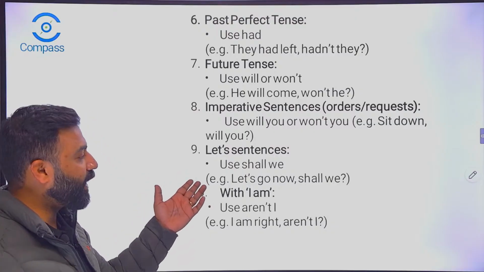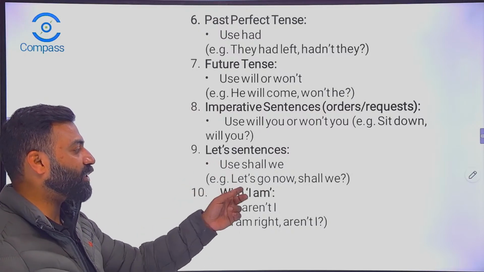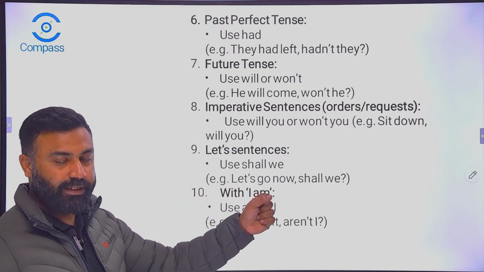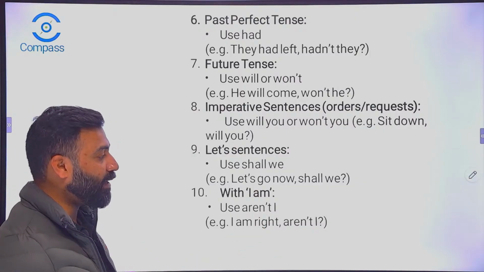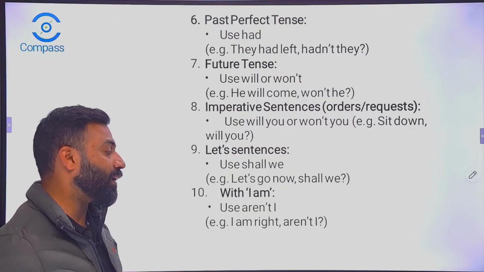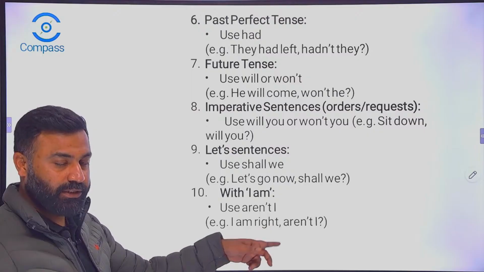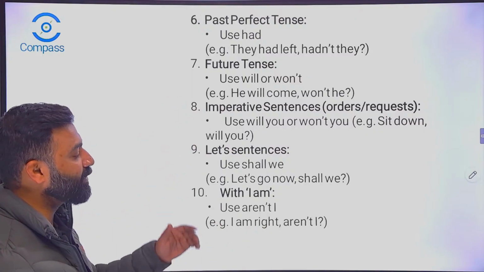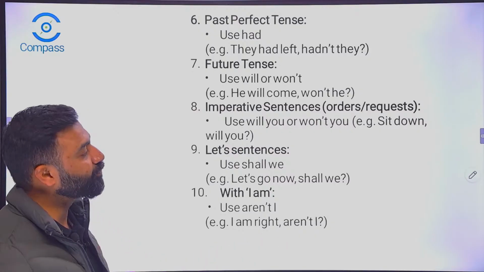I've already cleared that. Whenever we have suggestions, we are going to use shall we. Let's go now, shall we. Let's go for a walk, shall we. Let us go to the beach, shall we. Let us go out, shall we. With I am, use aren't I. So just a quick revision of what we have studied. I am right, aren't I?